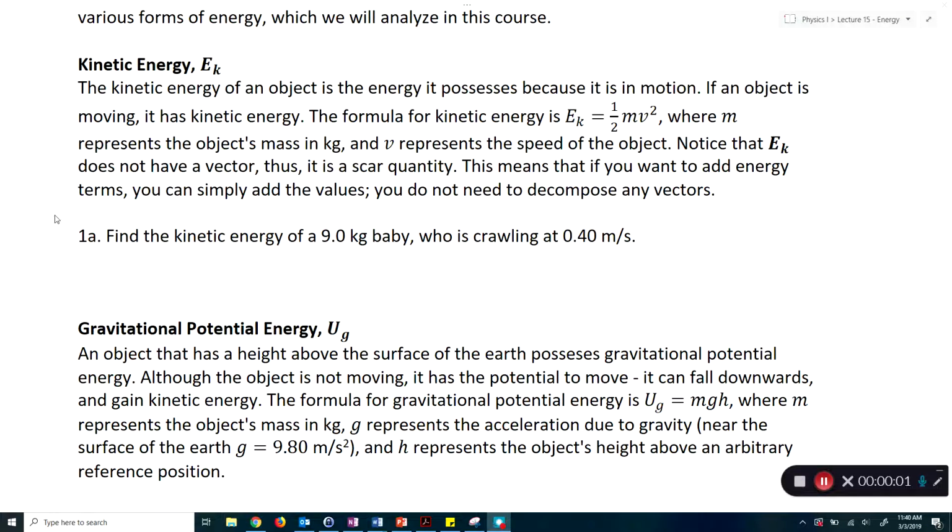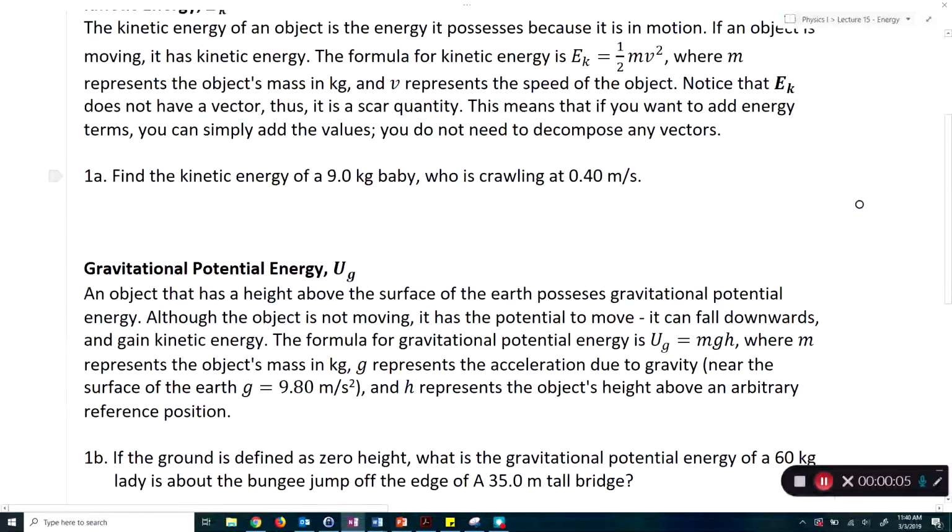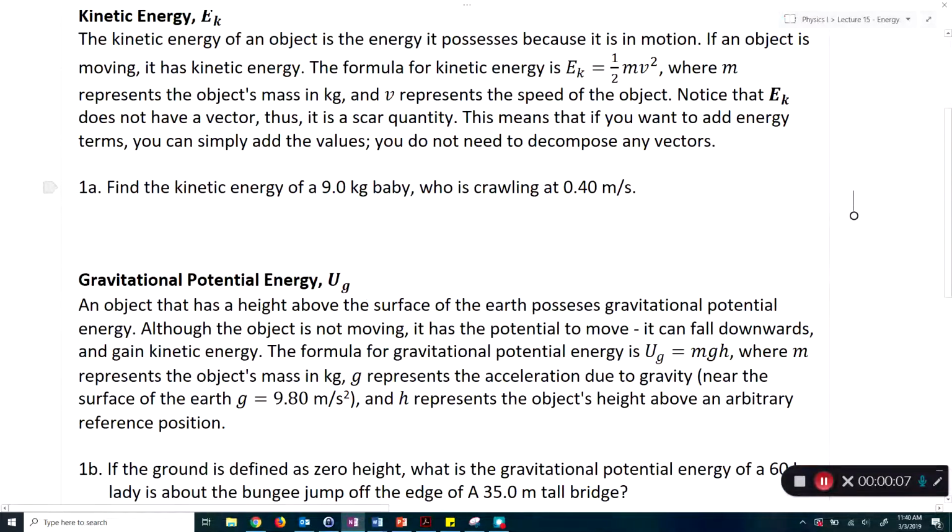Alright, question 1a. Find the kinetic energy of a 9 kilogram baby who is crawling at 0.4 meters per second. Alright, so for this we just need to know the equation for kinetic energy. It's right here. So kinetic energy is equal to 1/2 mass velocity squared. So the mass is 9 kilograms, the velocity is 0.4 squared. And that's it, we're just typing all of this into our calculator.